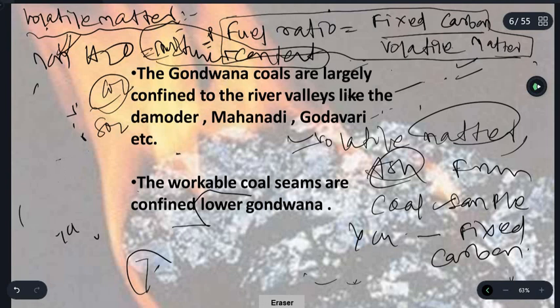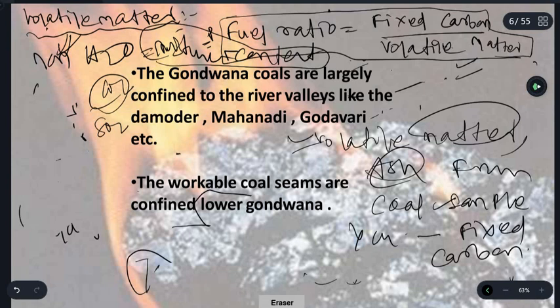कोल सैंपल का दे दिया, सपोज फिक्स्ड कार्बन दे दिया होता है, volatile matter given होता है, then find the carbon percentage or something like that on the basis of dry mineral free basis. Have you looked at this type of question? देखे हो? In GATE, normally asked, right? So this is called proximate analysis of the coal.